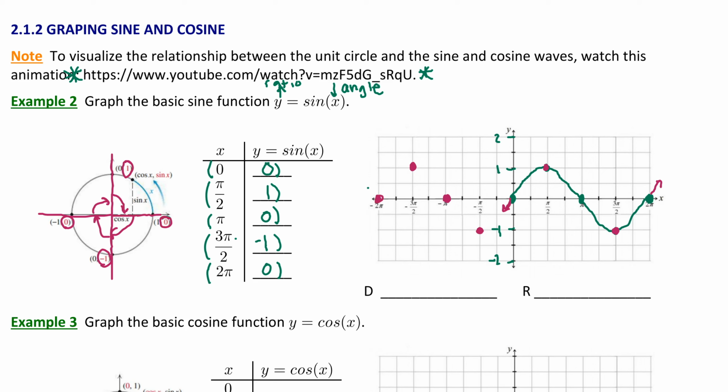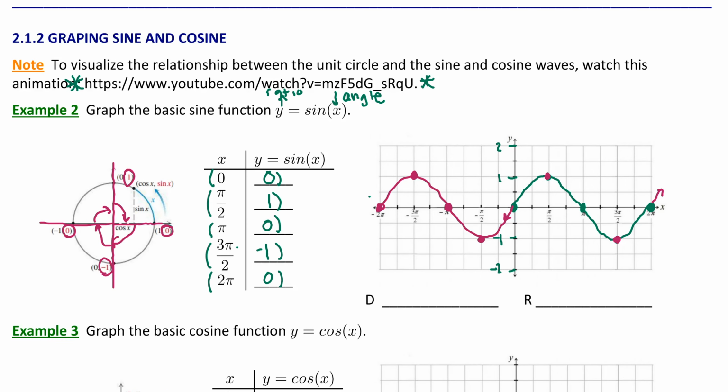So what you notice is that the sine wave that we graphed on the right side of the y-axis matches the graph that we generated on the left side of the y-axis. So this wave repeats across the entire domain.